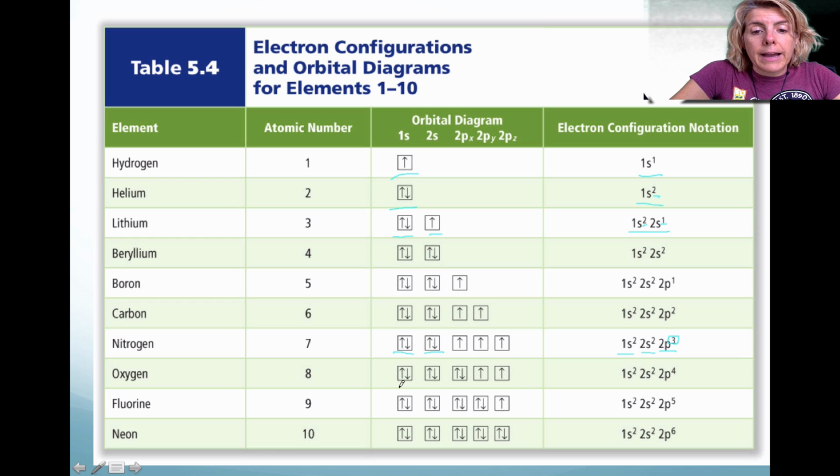Now when you jump down to oxygen, notice with oxygen, because there's another electron left over in the p orbitals, it can then pair up with the first p orbital at the beginning. And notice that the p orbital contains 4 electrons as a result of that.